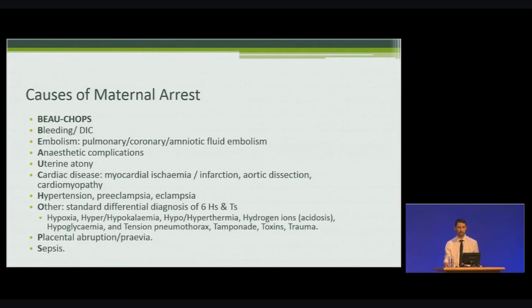So that's the standard differential diagnosis of a cardiac arrest, which would be the 6 H's and T's. That's hypoxia, hypokalemia, hyperthermia, hydrogen ion acidosis, hypoglycemia, and for the T's, tension pneumothorax, tamponade, toxins, and trauma. P is for placental abruption or previa, and S is for sepsis.